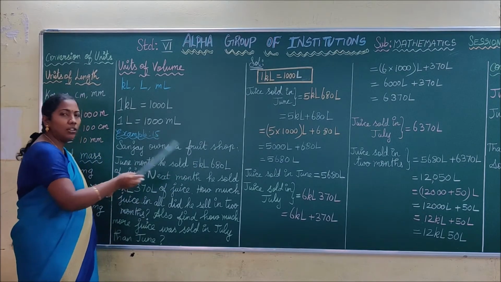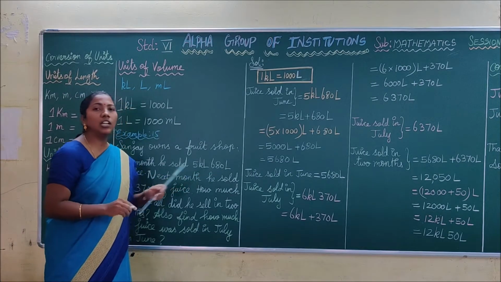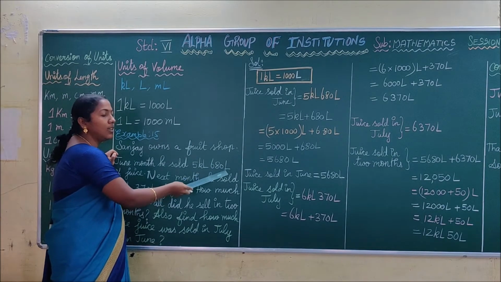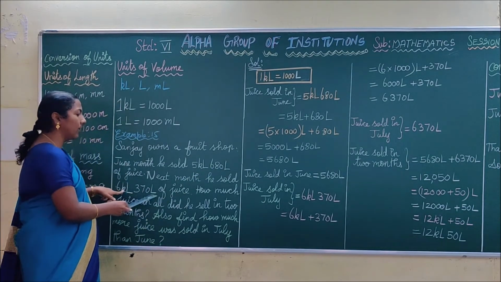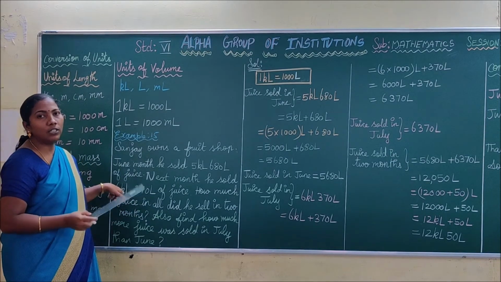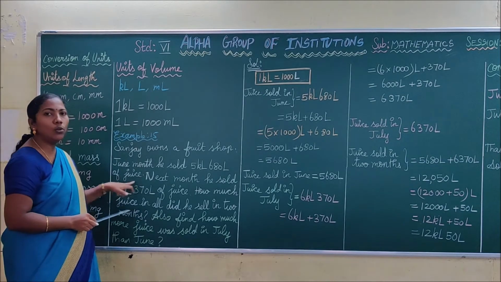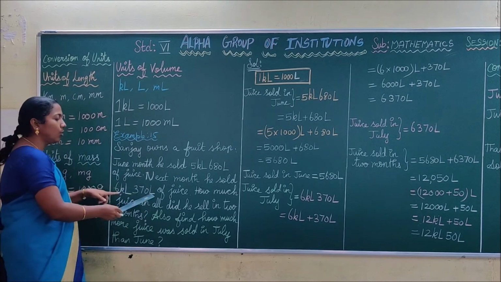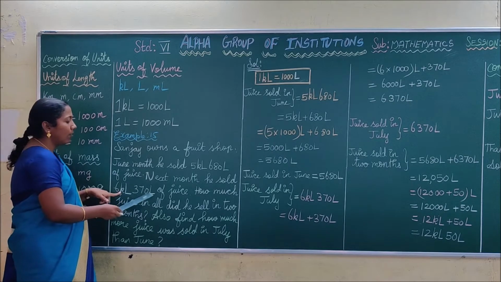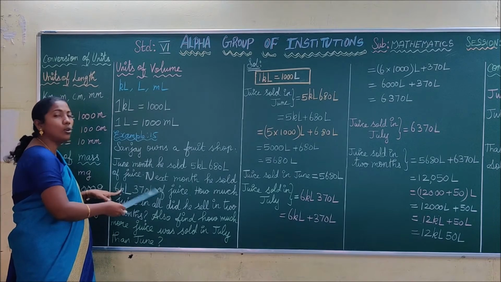For the calculation, we have to change the units into a single unit. See here, what are the units they are using? Kiloliter and liter. Here also kiloliter and liter. For the calculation purpose, you have to convert the two units into a single unit. That is, you have to convert the higher unit to the lower unit. Among these two units, which is the higher unit? Yes, kiloliter. And which is the lower unit? Liter. So we have to convert this higher unit to the lower unit.